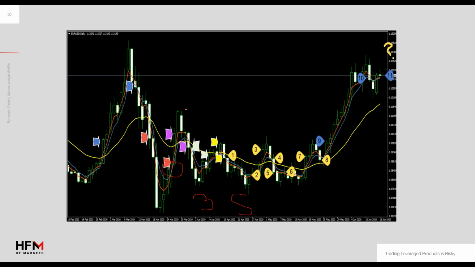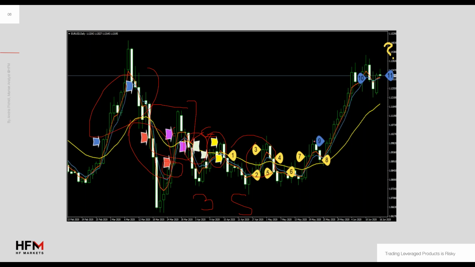Sometimes it might lag, like in this case over here. The candle closed above the 21, so that was an entry point. But 1, 2, 3, 4 candles afterwards, it was when we spotted the exit level. So we will have ended up in a loss. But it is lagging.